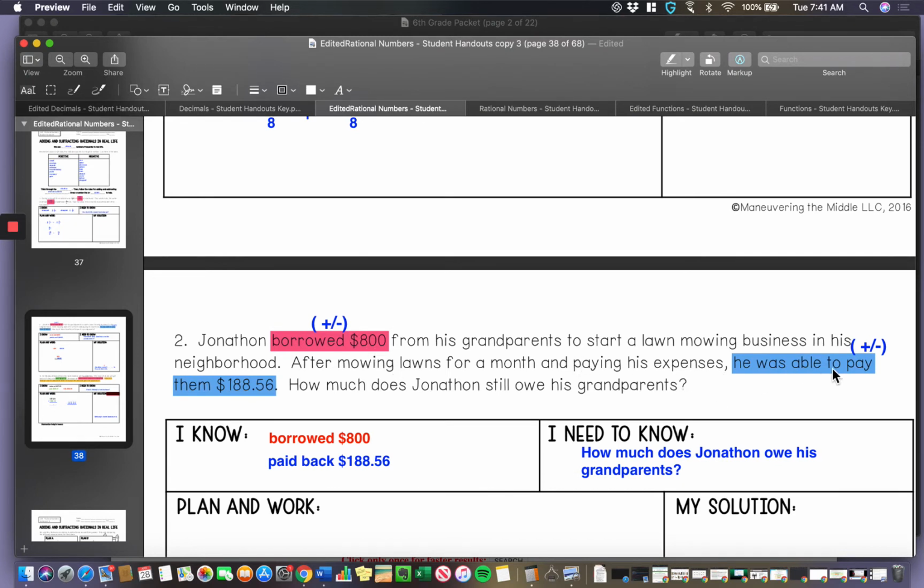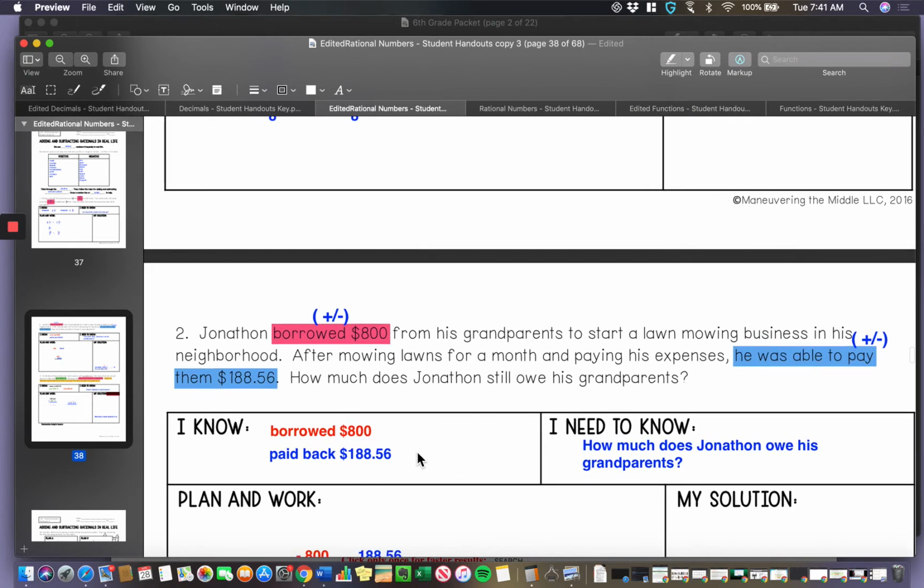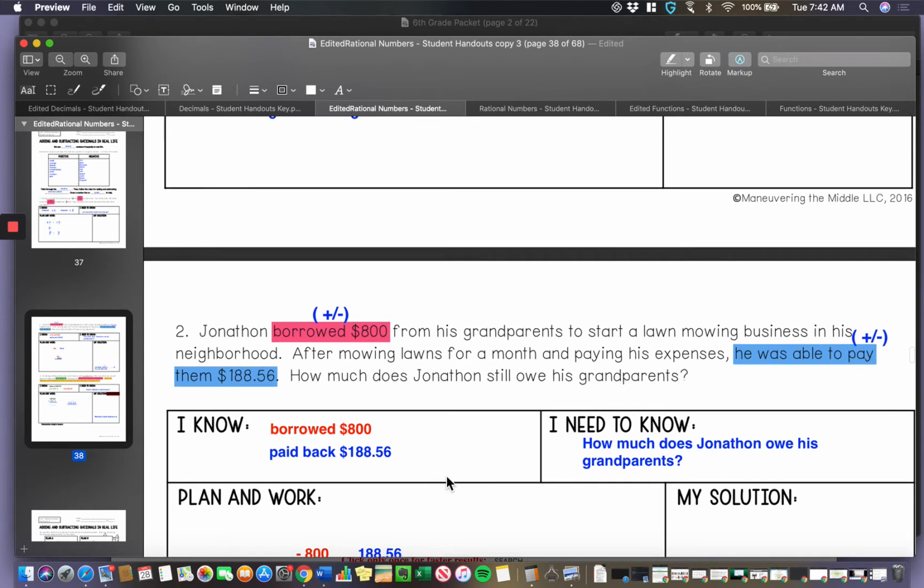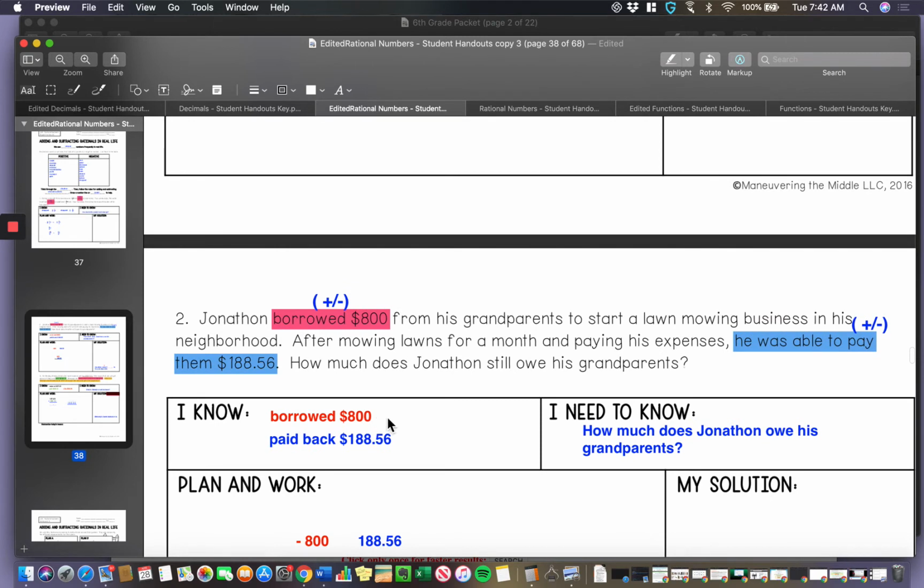So then he was able to pay them. So if you're paying somebody, it's definitely kind of like a negative, right? But it's a positive in their pockets. So it kind of works both ways, but you got to make sure if this is a plus, then this is a minus. And if this is a minus, then this is a plus. So we definitely have different signs here. So if I borrowed, I put that in red because it could be a negative.